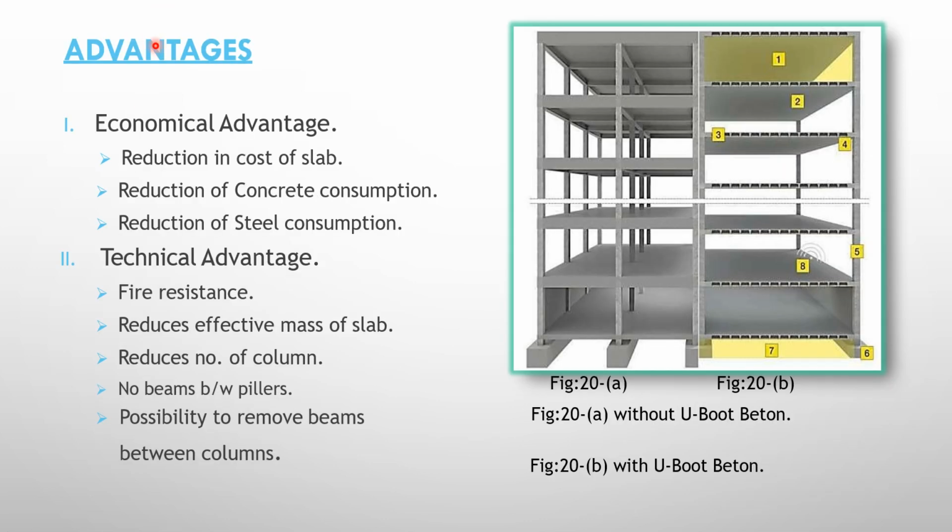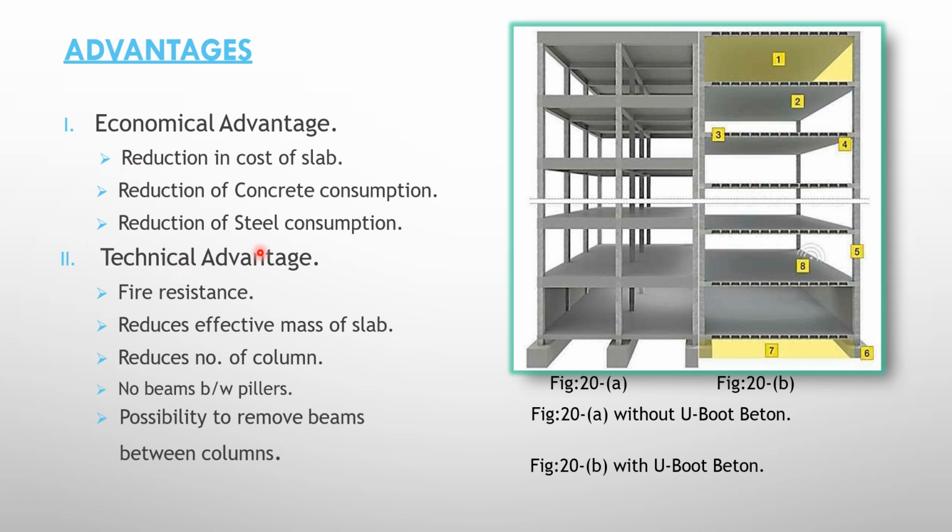Next, coming to the advantages, we have the economical advantage first. The economical advantage says there is a reduction in the cost of the slab, a reduction in concrete consumption, and a reduction in steel consumption. Here this is the normal traditional slab, without U-Beton, and here it is with U-Beton. If you can see here, it is thicker, and this one is slightly not that thick. So you can see the difference for yourself. It saves a lot of material, so hence it is economical.